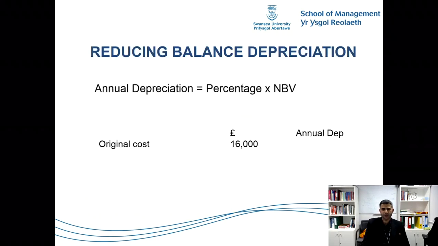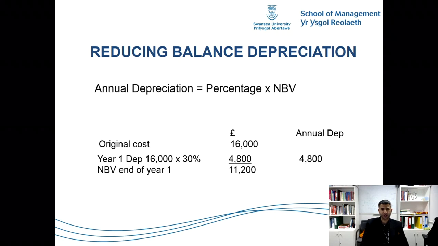Okay, let's have a look. In year 1, you start with the cost 16,000, you multiply by the percentage 30%, which equals 4,800. So 4,800 is the depreciation in year 1. The net book value at the end of year 1 is the cost 16,000 minus the depreciation in year 1 of £4,800. So that's £11,200.